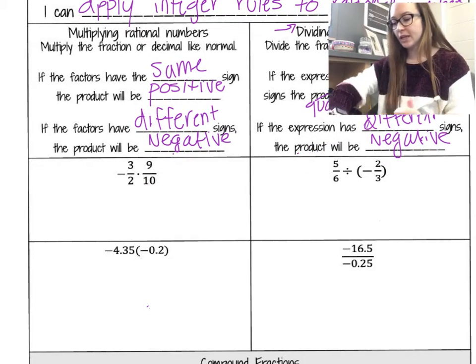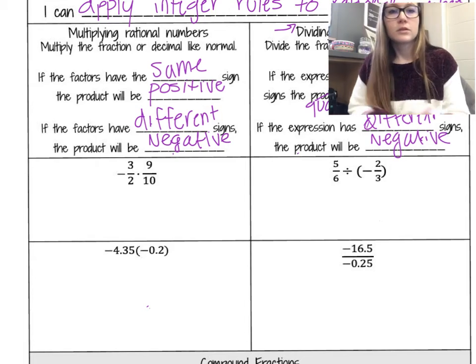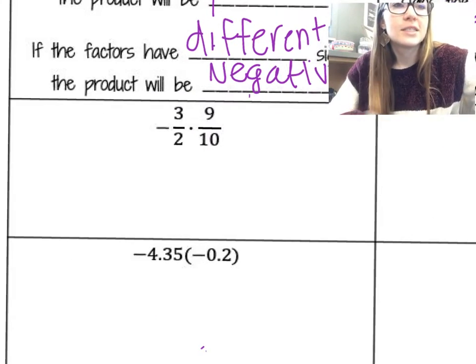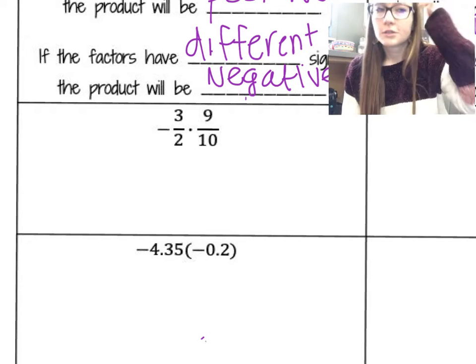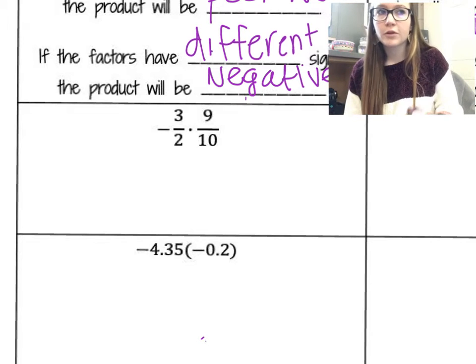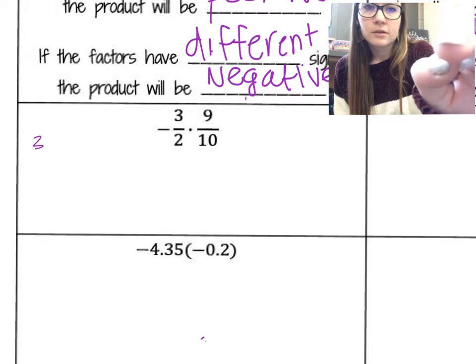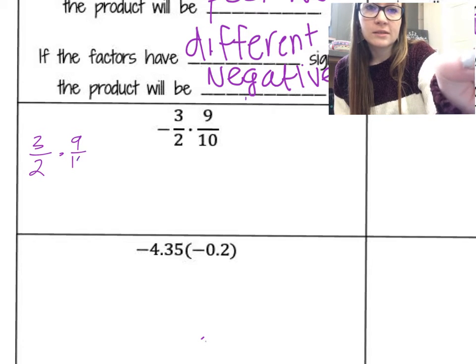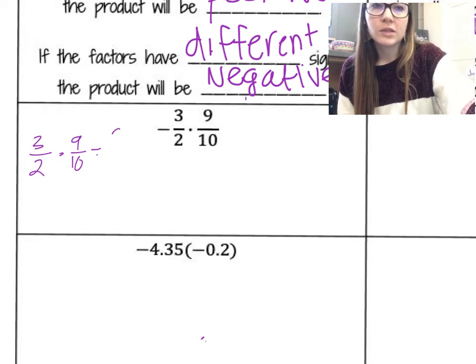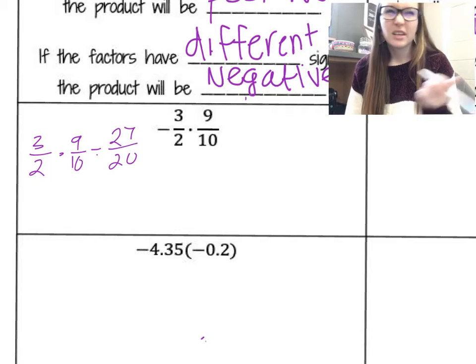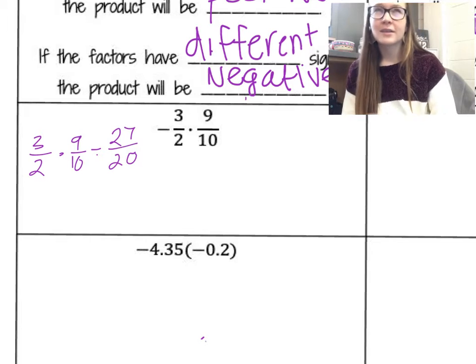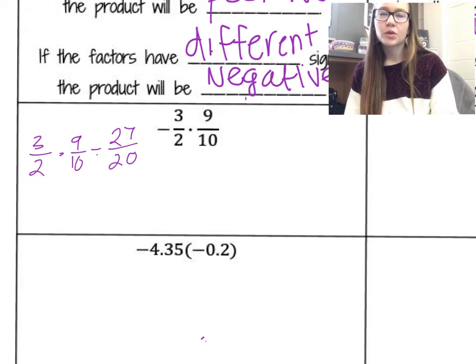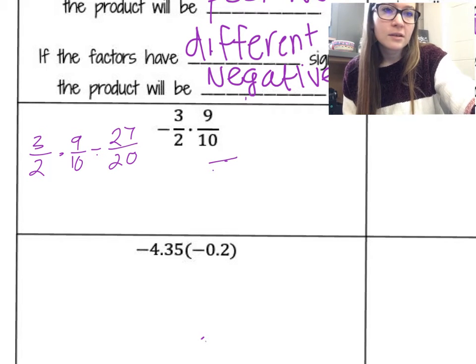Okay, so let's do a few together. So, negative 3/2 times 9/10. I'm just going to make it bigger and zoom in so I can write better for y'all. Okay, so first I'm just going to multiply like normal. Remember, if it's a fraction, to simplify. So 3/2 times 9/10. 3 times 9 is 27. 2 times 10 is 20. Okay, they don't share anything. 20 is even. 27 is odd. Can't divide by 2. 20 is not divisible by 3. So it's just going to stay like that.